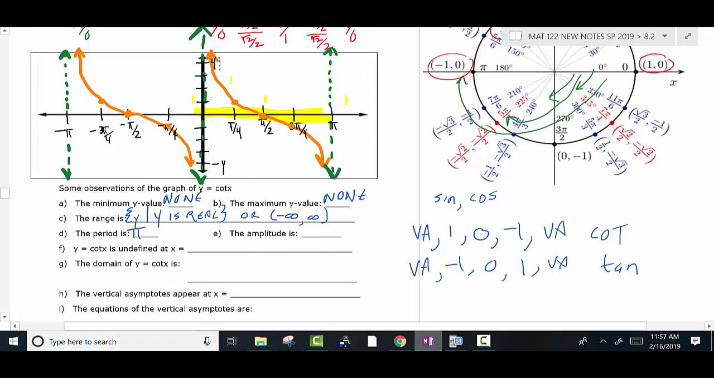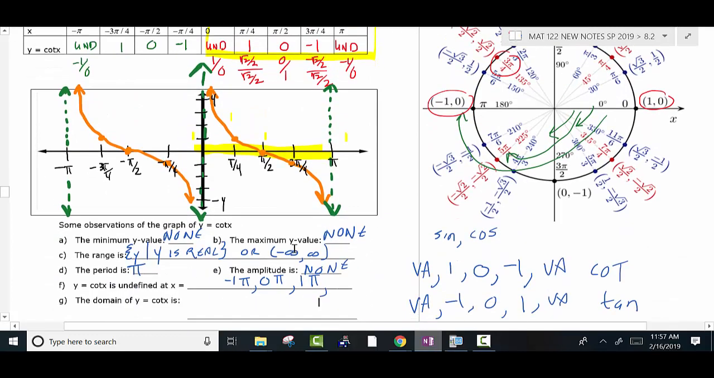Okay, the amplitude, what do you think? Is there a max and min? No, so we don't have an amplitude. Let's write down where we're undefined. The cotangent is undefined at -1 pi, 0 pi, 1 pi.